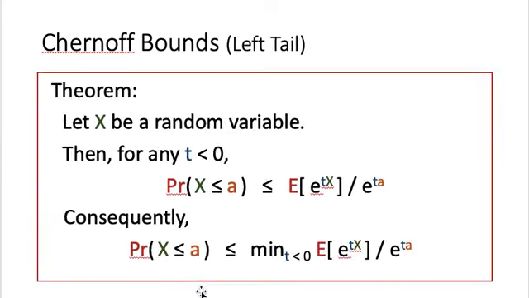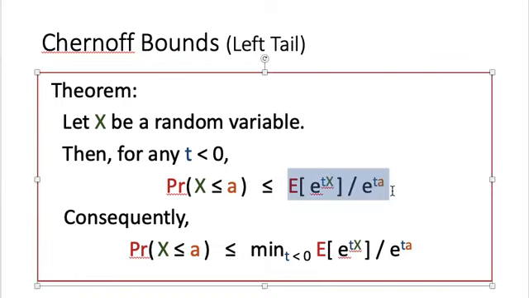And now, how about the left tail? The left tail concerns the probability of x smaller than or equal to a. This time, we will have a bound of the same form, except that we need to be careful. This time, the t that we can choose are those that are less than 0. Again, we will choose the best t to make this as tight as possible, so we will choose the t such that the right-hand side is minimized. Consequently, we get this bound.